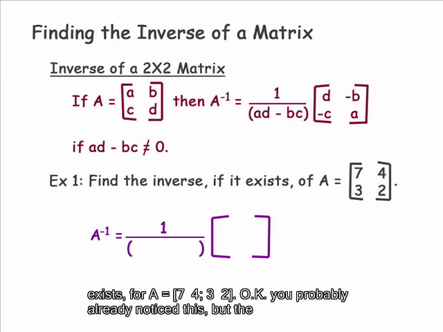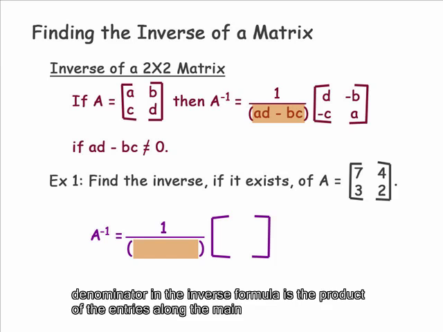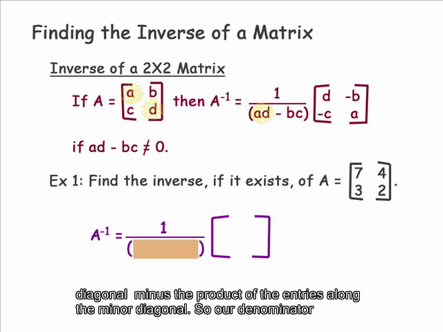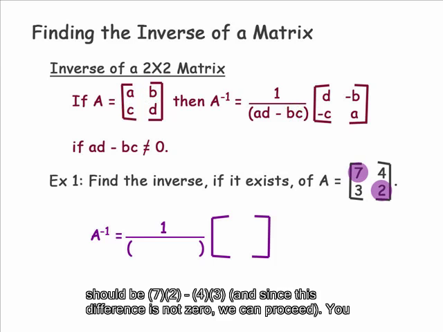Okay, you probably already noticed this, but the denominator in the inverse formula is the product of the entries along the main diagonal minus the product of the entries along the minor diagonal. So our denominator should be 7 times 2 minus 4 times 3. And since this difference is not 0, we can proceed.